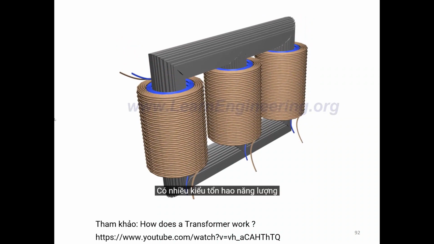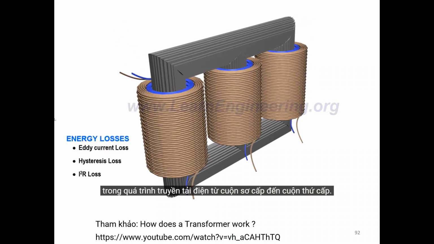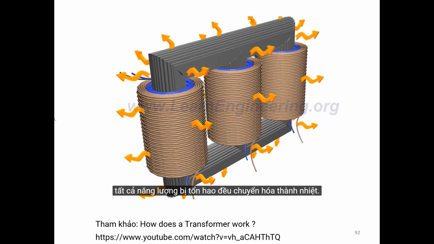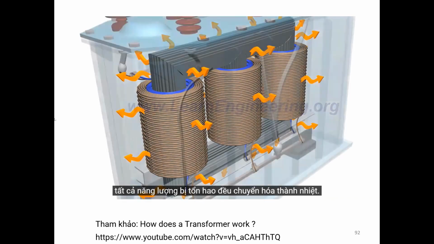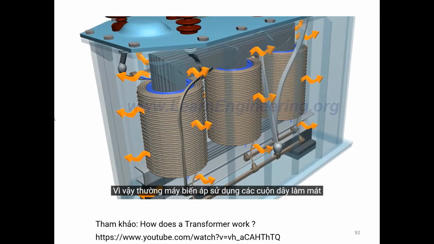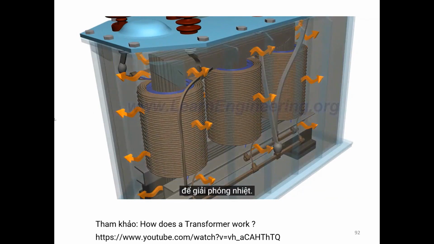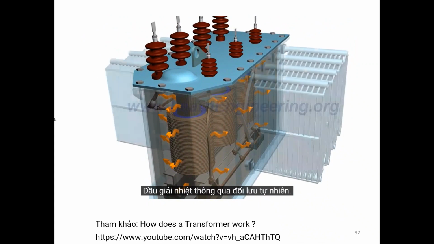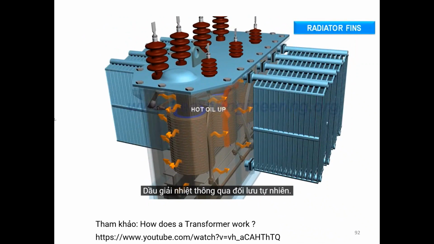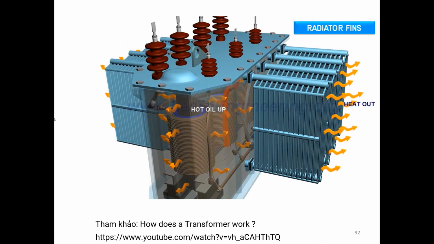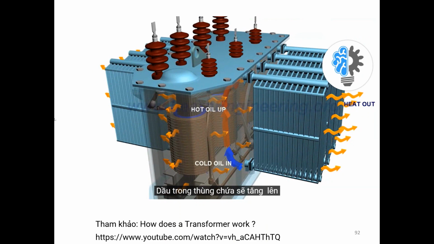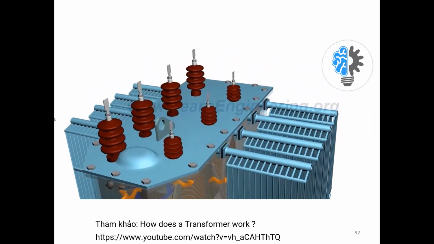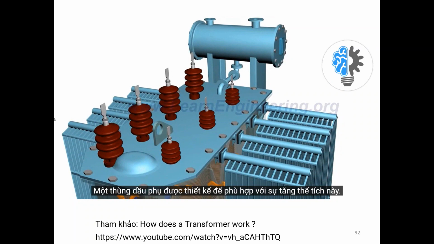Various kinds of energy loss happen while transferring power from the primary to secondary coil. All these energy losses are dissipated as heat. So usually the transformer is immersed in a cooling oil to dissipate the heat. The oil dissipates the heat via natural convection. Oil in the tank will expand as it absorbs the heat. A conservator tank helps to accommodate for this volume change.